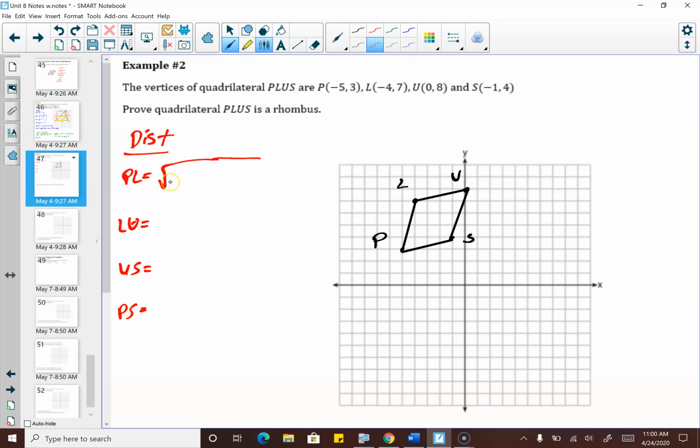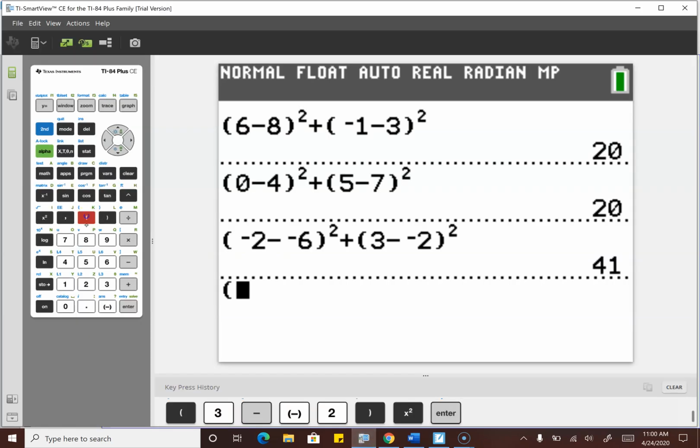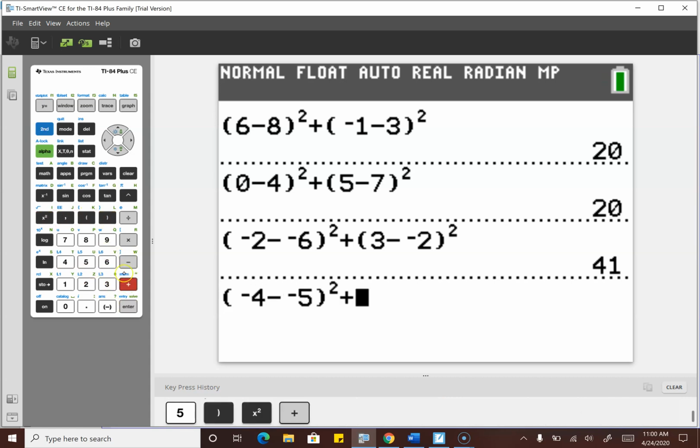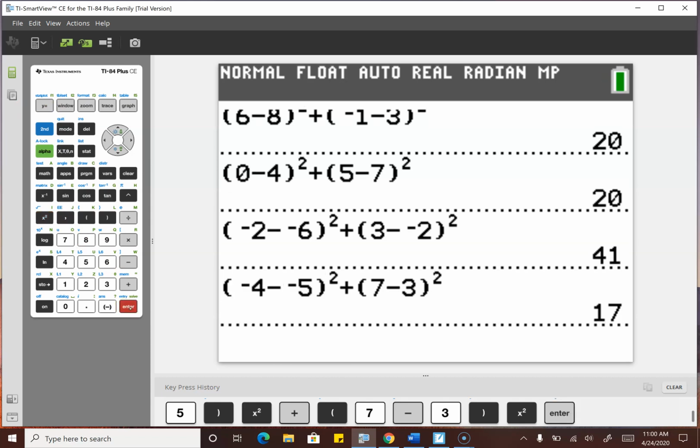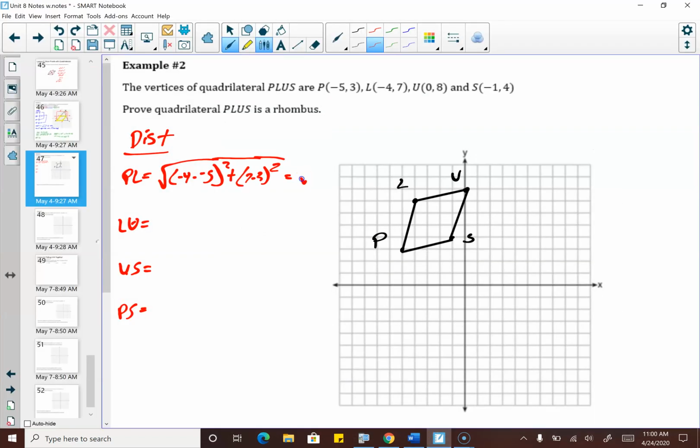So as we do PL here, it will be the square root of negative 4 minus negative 5 squared plus 7 minus 3 squared. If we put that all into our calculator, negative 4 minus negative 5 squared plus 7 minus 3 squared gives us 17. All right, now 17 is not a perfect square anyway. But remember, we're just trying to compare them, so we wouldn't have to simplify it anyway.